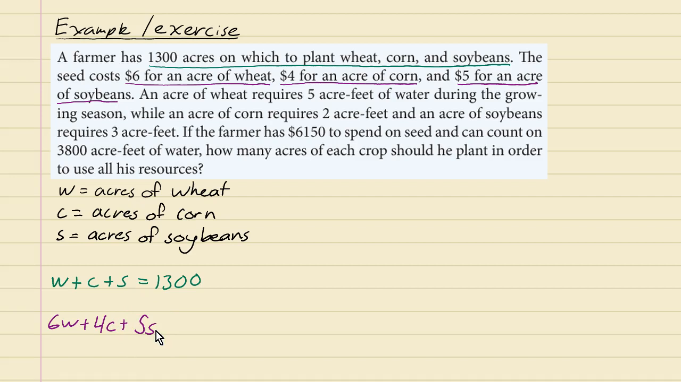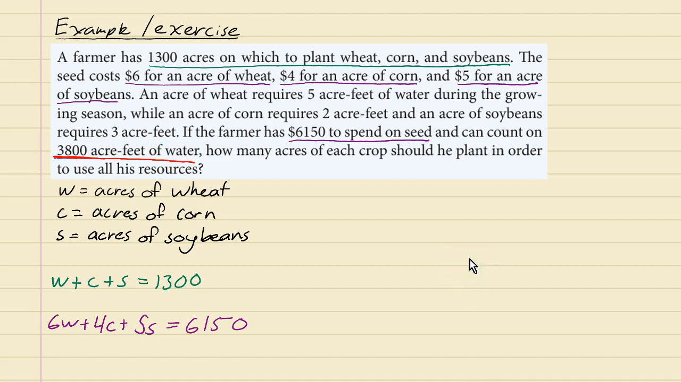And he has this much money to spend on seeds, so that means the total cost of the seeds needs to add up to that 6,150. So that's what this says. The total cost of the seeds adds up to $6,150. And he can count on this volume of water, and so we can make an equation about that.